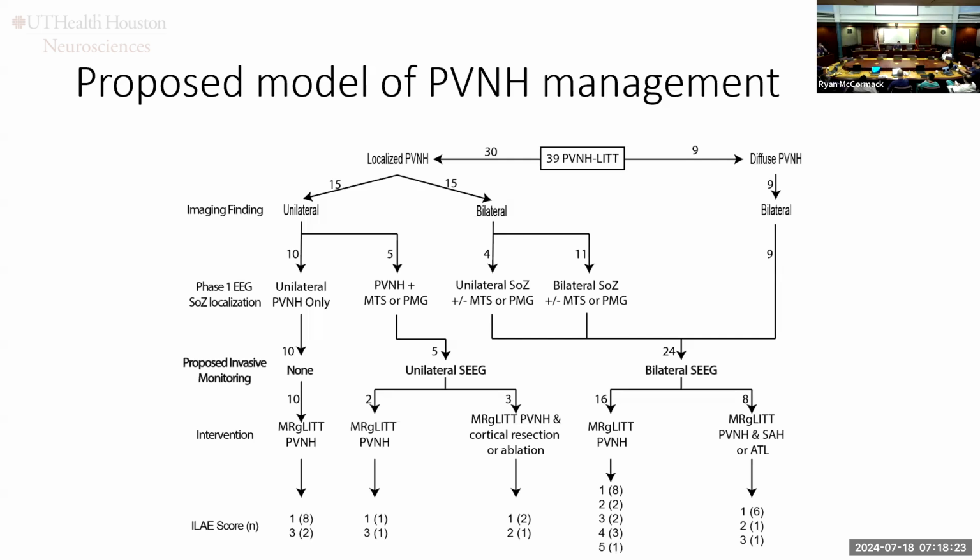So this is an incredible diagram. I mean, this is a lot of work that you did. Yeah. But it seems like 18 of the patients could have avoided SEEG. Like the 16 bilateral SEEGs that went on to have MR-guided laser ablation of their PVNH. You know, we could say this because of the Boston, Australia experience, but why did 36 additional surgeries happen if you're just going to laser ablate the lesion?